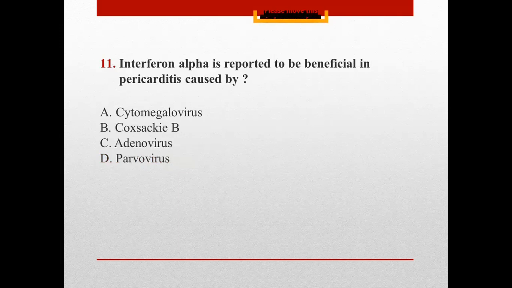So the next question. Interferon alpha is reported to be beneficial in treatment of pericarditis caused by which of the following viruses? Cytomegalovirus, Coxsackie B virus, adenovirus, or parvovirus? Okay, answer please.